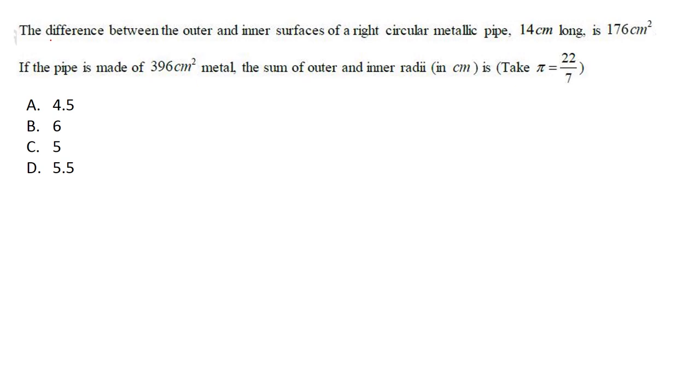The difference between the outer and inner surfaces of a right circular metallic pipe, 14 centimeter long, is 176 centimeter square. If the pipe is made of 396 centimeter cube metal, the sum of outer and inner radii in centimeter is, take pi equal to 22 by 7.